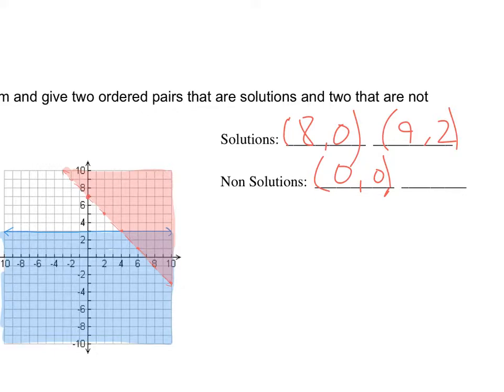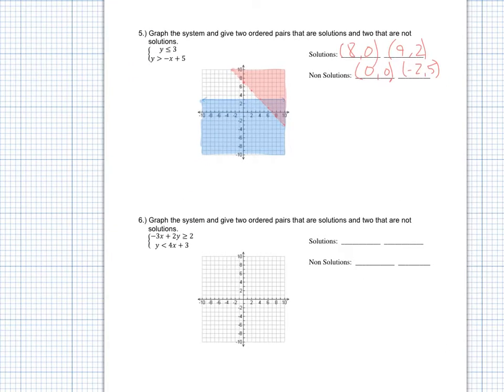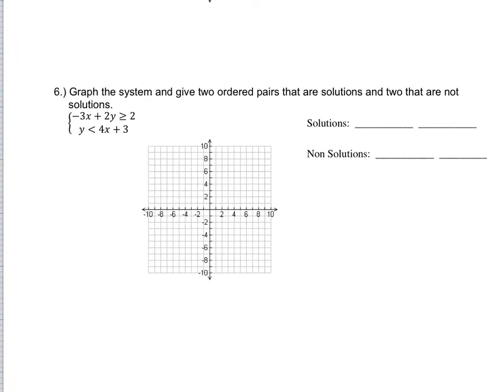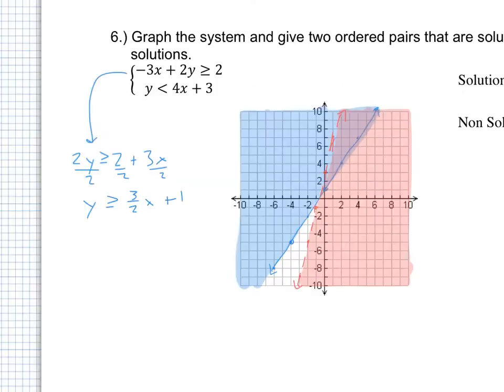And then maybe I'll put -2, 5. There we go. All right. Okay, I've got a couple more of these. Go ahead and pause the video to graph number 6 and write down 2 solutions, 2 non-solutions. Hit resume when you're ready to check your work.